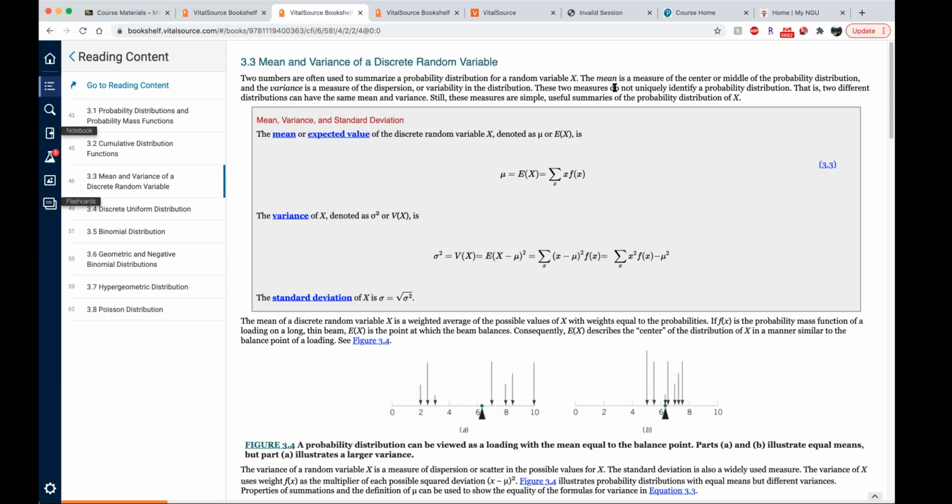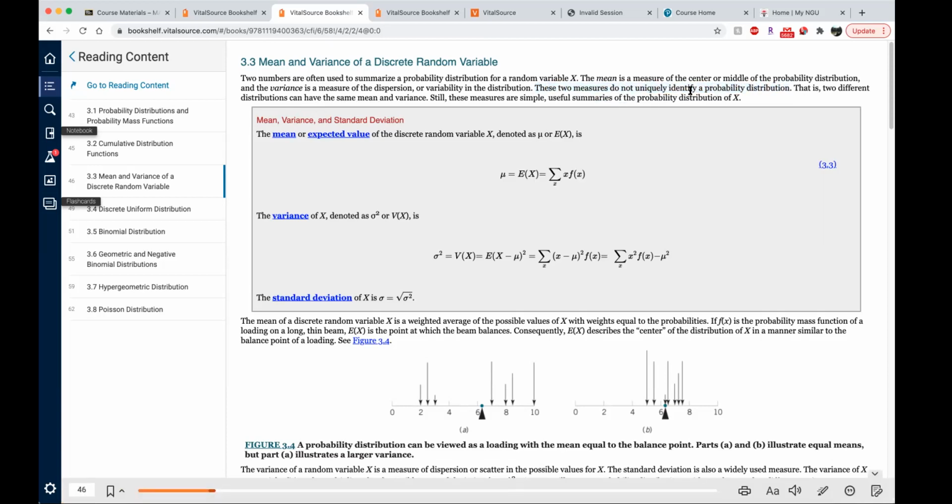Not unique means that even though two sample spaces have the same mean and variance, their data values may be different. Still, these measures are simple and useful summaries of the probability distribution of x.